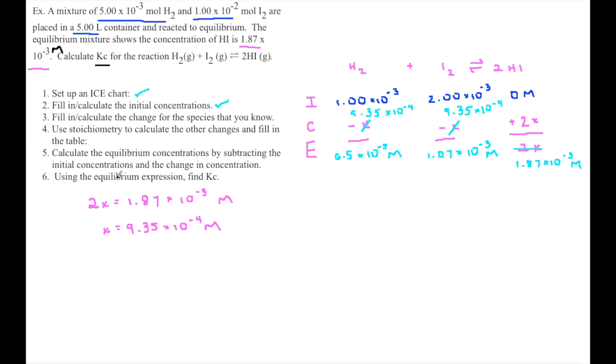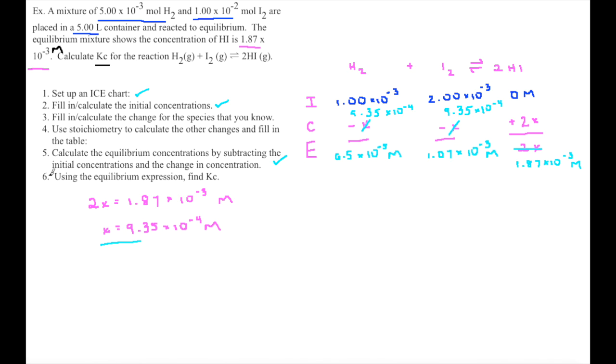I kept that at the back of my mind, but I first completed number 4. I used stoichiometry to calculate the other changes. I knew that this would increase by plus 2x. I knew that this concentration would decrease by x, and this concentration would decrease by x. And therefore, knowing that the equilibrium concentration of HI would be 2x, I was able to calculate the x value. Therefore, I was able to calculate the equilibrium concentrations by subtracting. I did that right here when I got 6.5 times 10 to the negative fifth by subtracting these two. I got 1.07 by subtracting these two.